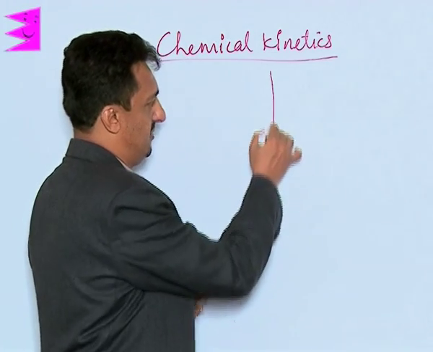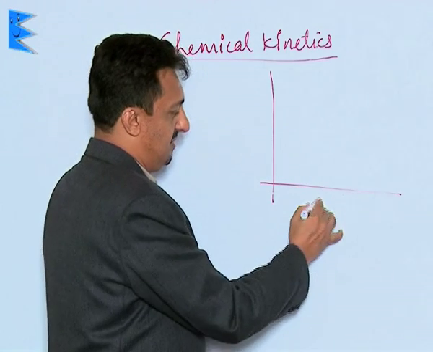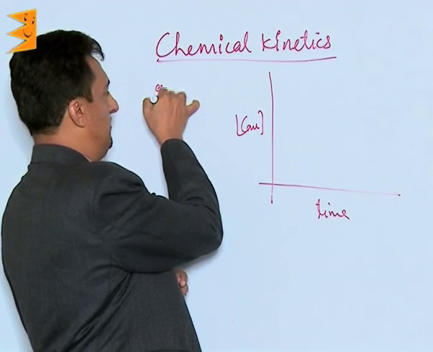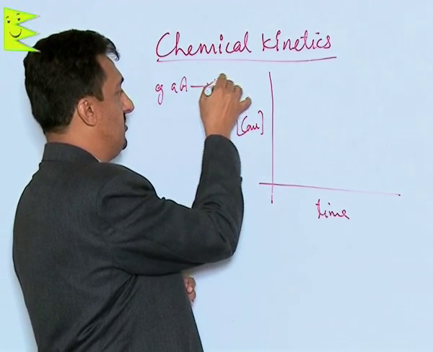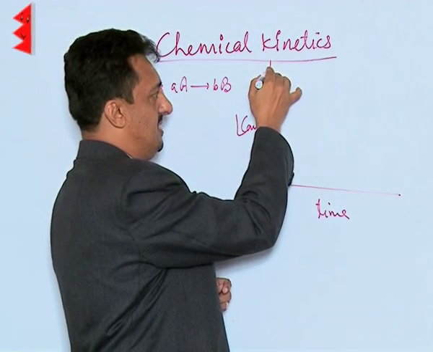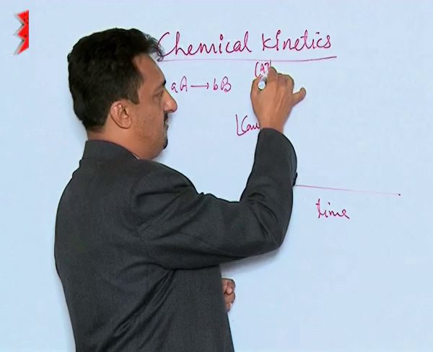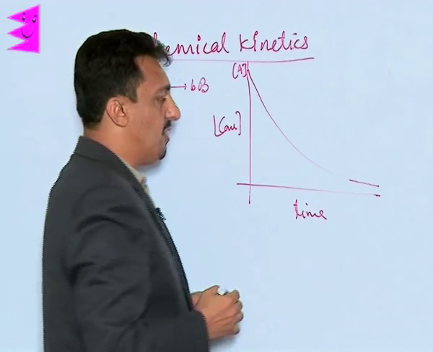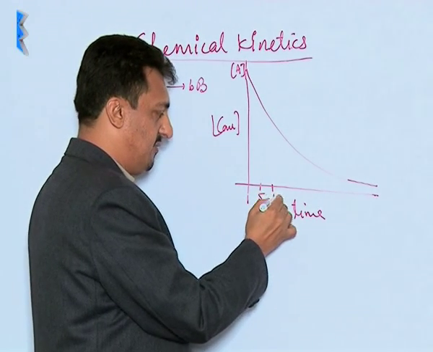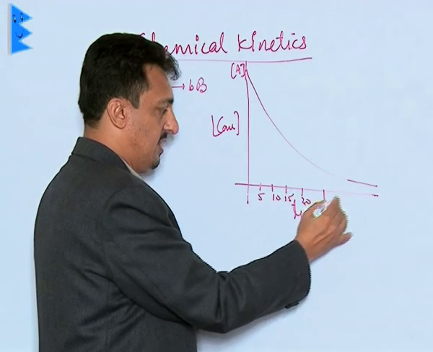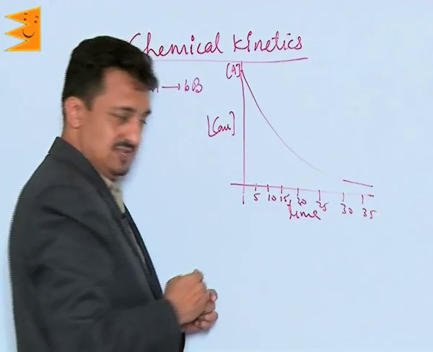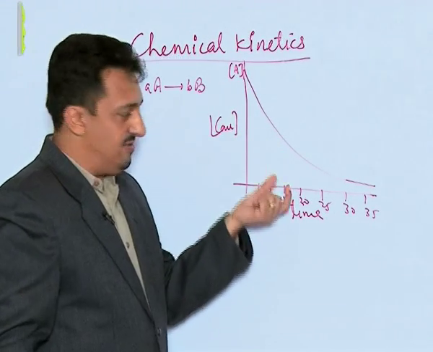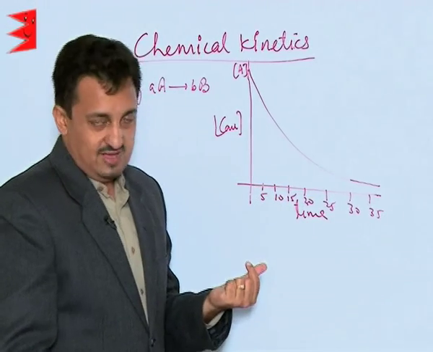Let us understand this graphically. Suppose we have plotted a graph between concentration and time for an example in which A moles of A changes to B moles of B, and the concentration of A is varying like this. We have taken the readings at 5, 10, 15, 20, 25, 30, 35 minutes like this. Now we can find the average rate of the reaction for any time interval from this data.